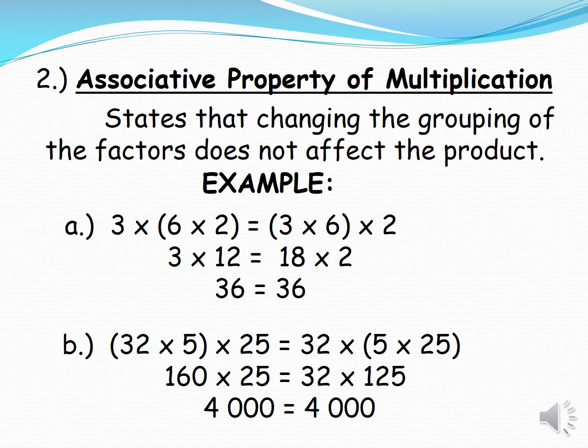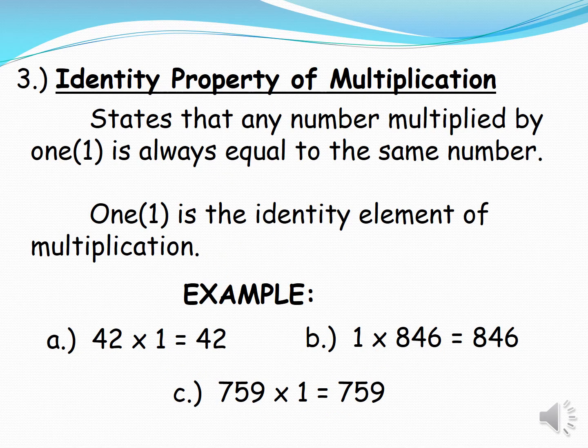Letter B. Quantity 32 times 5 times 25 is equal to 32 times quantity 5 times 25. 32 times 5 is equal to 160. 5 times 25 is equal to 125. 160 times 25 is equal to 4,000. 32 times 125 is equal to 4,000. They are equal. Number 3.